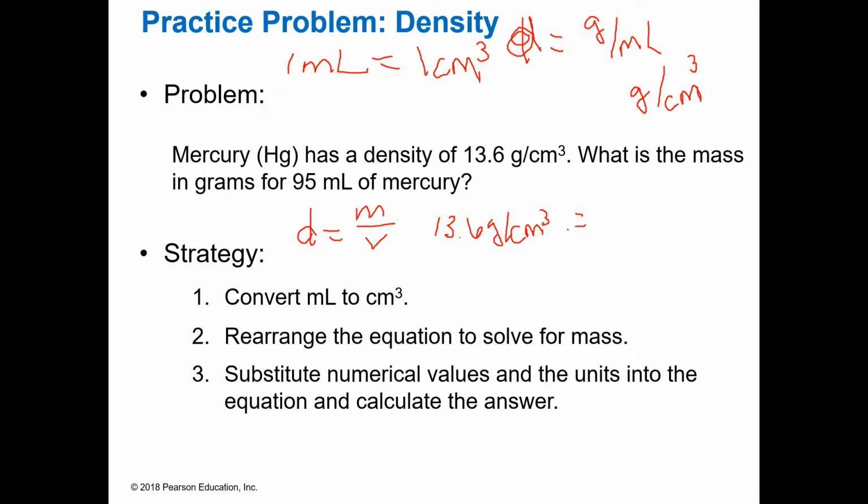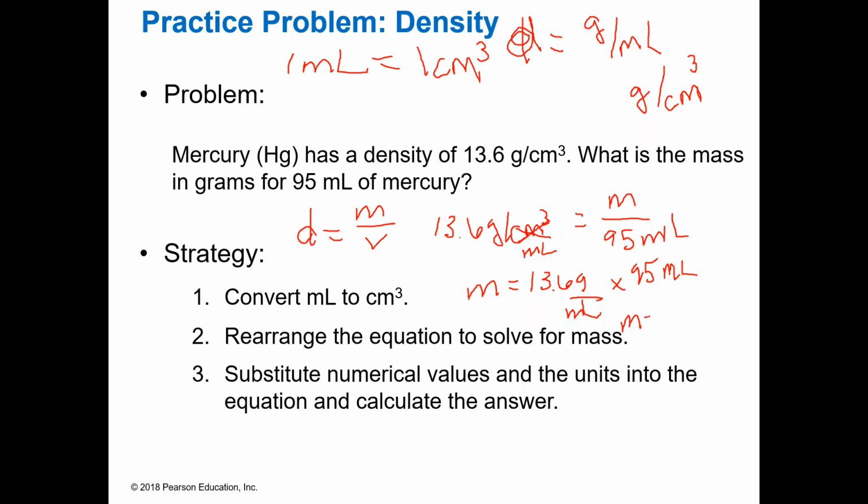And that's going to equal, I'm looking for my mass, so I'm going to leave that as M. And then it gives me 95 milliliters. Okay. I can just cancel this out to be milliliters. So I'm going to cross multiply. So the mass is going to equal 13.6 grams per milliliter times 95 milliliters.